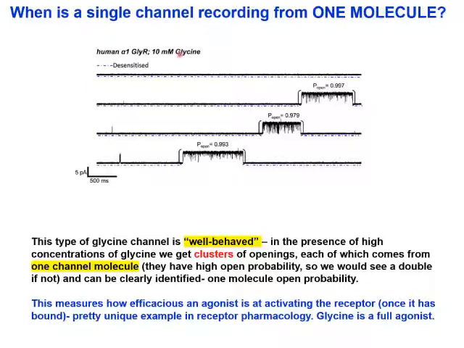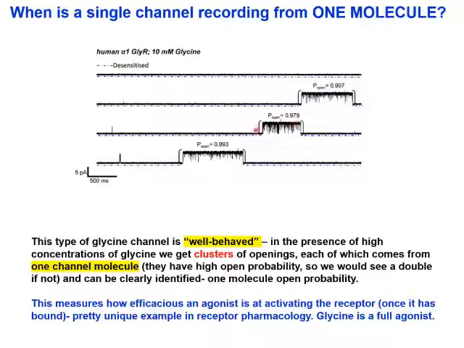But there are circumstances in which we know that a single channel recording is from one molecule. This is a well-behaved ion channel. This is the alpha-1 glycine receptor, and this is being exposed to a high concentration of the neurotransmitter glycine. Most of the time, the channel is closed. All the channels in the patch are closed. They're desensitized, refractory. Every now and again, one channel comes out of desensitization, opens, closes, opens, closes. The shuttings are very brief, with a very high probability of opening here, and then it shuts again and goes desensitized.